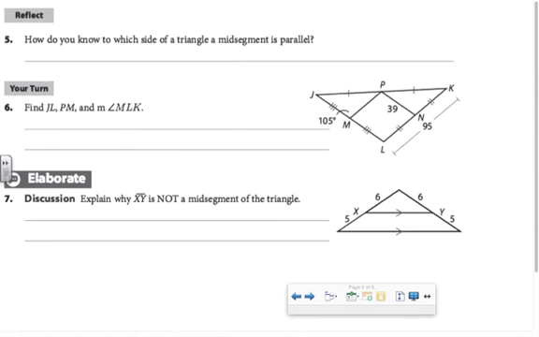We're asked in this reflect question, how do you know to which side of a triangle a midsegment is parallel? Well, since a midsegment intersects 2 sides of the triangle, it must be parallel to the third. So how do you know to which side of a triangle a midsegment is parallel? The side that it doesn't intersect.